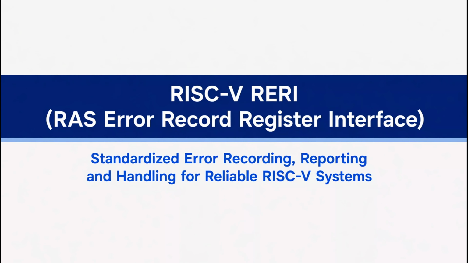In this video, we're going to go over the RISC-V RERI specification. That's the RAS Error Record Register Interface. RAS stands for Reliability, Availability, and Serviceability. RERI is the standardized way that RISC-V systems detect hardware errors, log them, and hand them off to software for recovery. This specification became the common language that CPUs, caches, memory controllers, interconnects, and accelerators all use to talk about errors on a RISC-V platform.